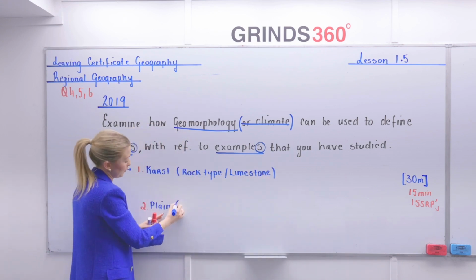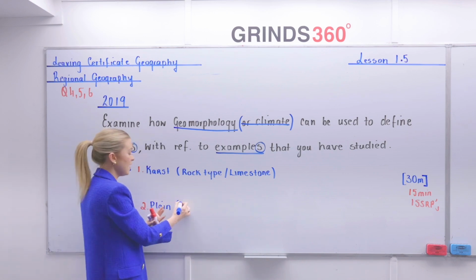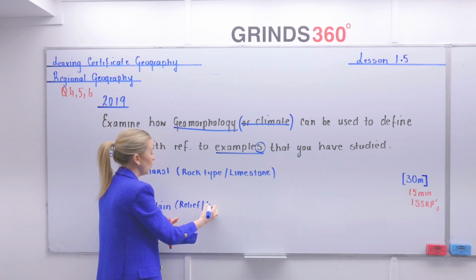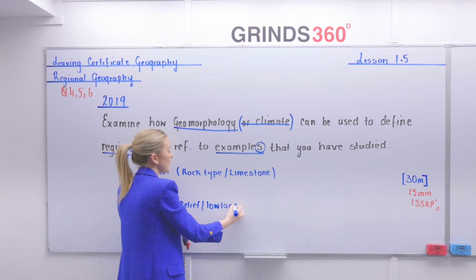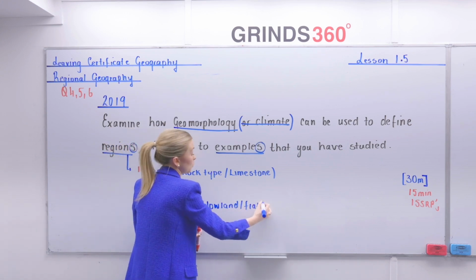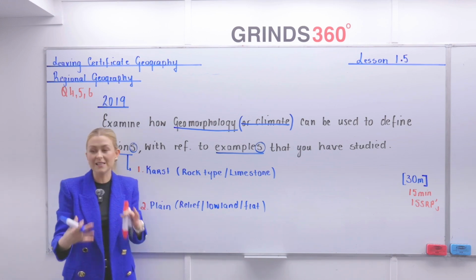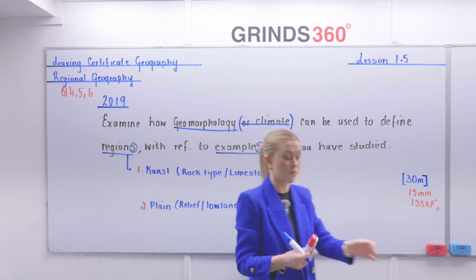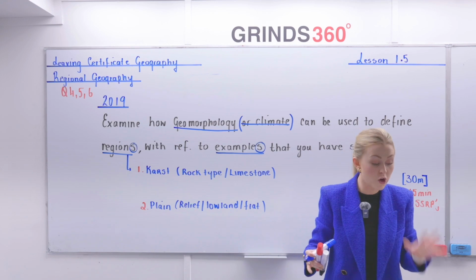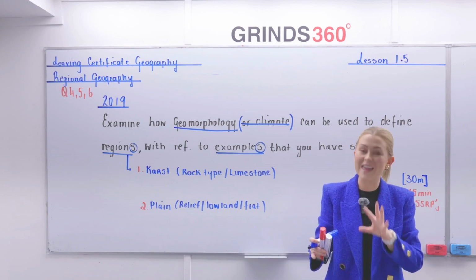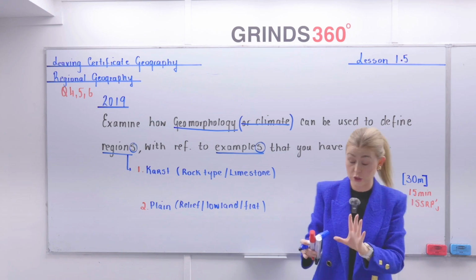When I come down here for plain, I could say relief. I'm going to be discussing the relief. Or I might say something like lowland, or the word flat. It's almost flat. Now again, you don't need to use all these words, just one of these. But in this case, you're going to notice in your marking scheme on page number 11 that it says specific reference to geomorphology. They're your reference to geomorphology, just so you know that.